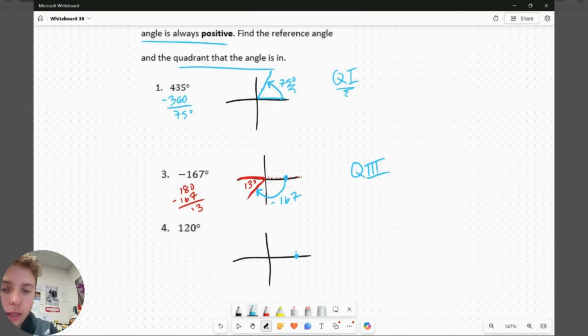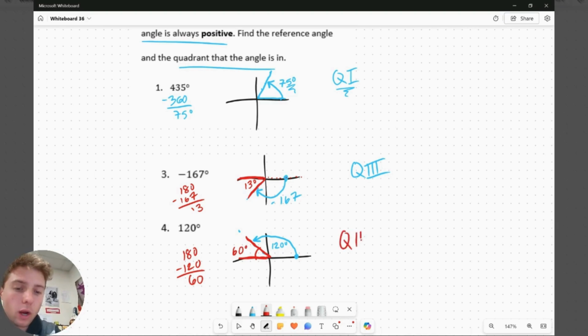120, positive 120, that is between 90 and 180. So that gets me over to here. However, I need a reference angle, so it needs to be an acute angle. So I need to utilize this section of the x-axis. I need to make this angle. Well, I need to know what else was left. So again, I can utilize 180. I can subtract 120 from it to see how much further I'd need to go to get to the x-axis. That would be 60 degrees. 60 degrees is the reference angle. We are in quadrant 2 there. That is our final answer.